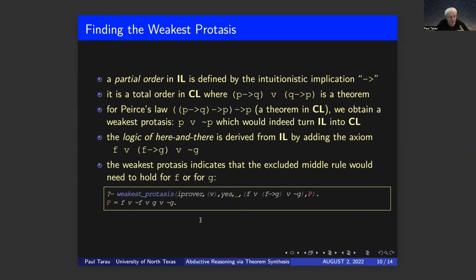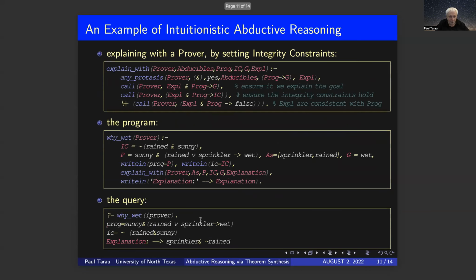So relatively interesting weakest assumptions that we can infer to see what would make some interesting formulas into theorems in intuitionistic logic. And in this case, two interesting cases would be classical logic and then the logic of here and there. That's, by the way, used as a foundation of answer set programming.